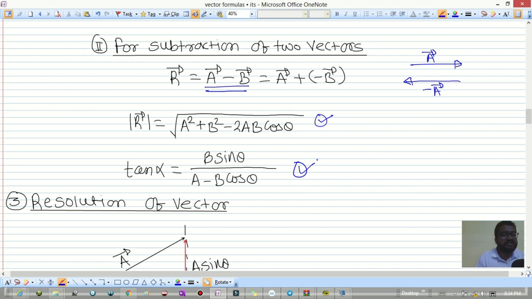So whenever they say find the difference between the two vectors, they will give a bar is equal to something, b bar is equal to something, and at an angle of something. So you have to use this formula for subtraction: magnitude of r bar is equal to root of a squared plus b squared minus 2ab cos theta, and tan alpha is b sin theta divided by a minus b cos theta. So I hope this is clear to you all.